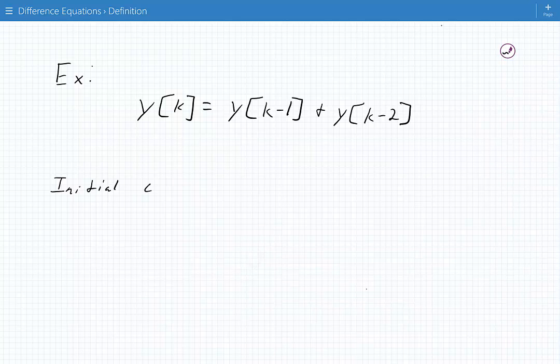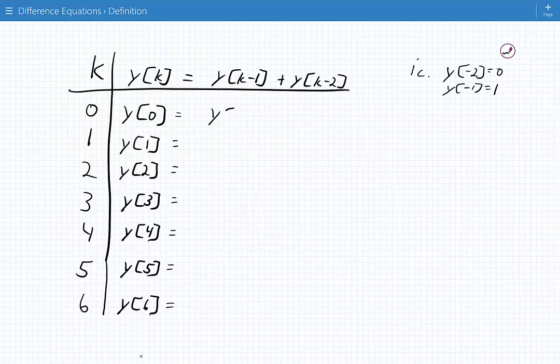At k equals 0, we don't know the previous two values, so we have to define initial conditions, y of negative 2 and y of negative 1. In this example, we'll set y of negative 2 equal to 0 and y of negative 1 equal to 1. Now we can solve this relationship starting at k equals 0.